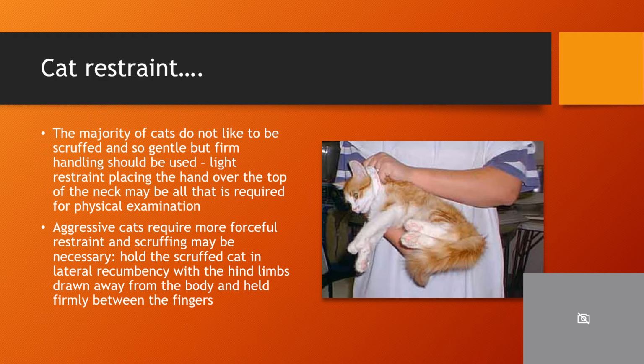Scruffing is not ideal, and although it was done for many, many years, we actually now know that this can exacerbate the cat's temperament and can prolong any examination or test from taking place. So if we can do all of the above without scruffing the cat, then that would be ideal. However, if scruffing is the only means necessary, then we can hold the animal in lateral recumbency with the hind limbs drawn away from the body and held firmly between the fingers. But as I say, scruffing is most certainly a last resort, and I would really encourage the use of minimal restraint and looking at the resources provided for you regarding that.